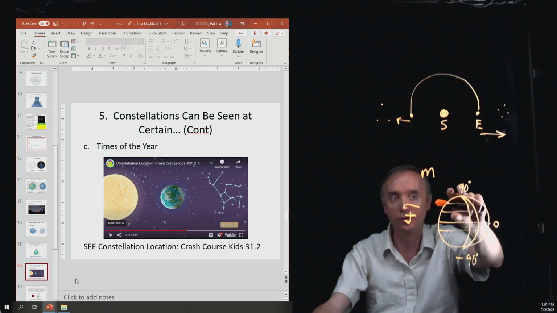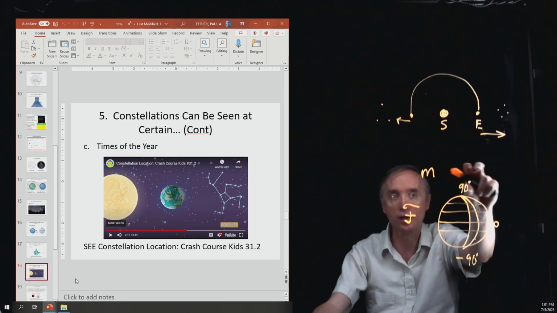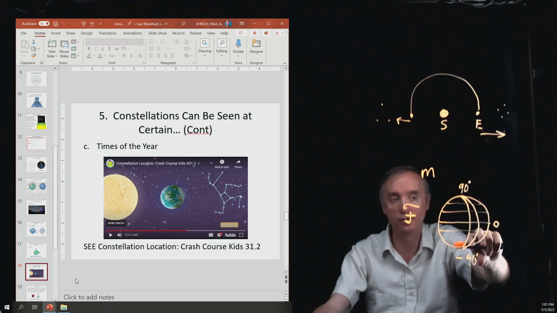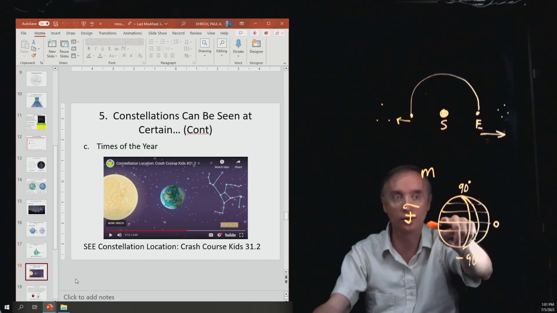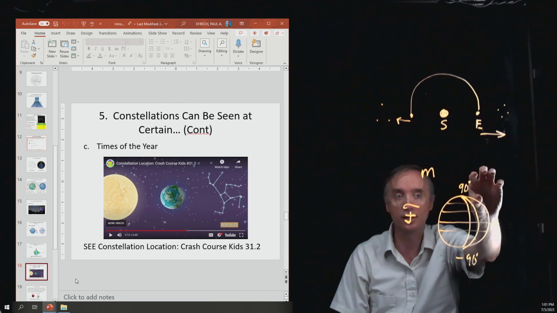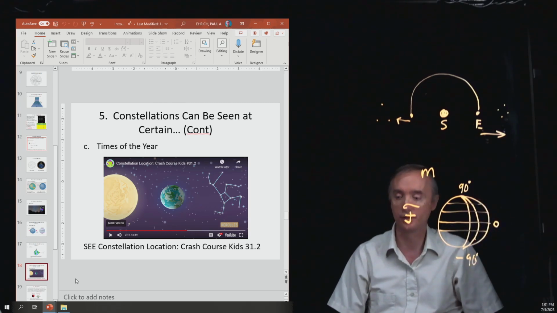So if you live in the northern hemisphere, you look at northern constellations. If you're in the southern hemisphere, you look at southern constellations. And if you're on the equator, well, you can see the northern constellations and southern constellations.